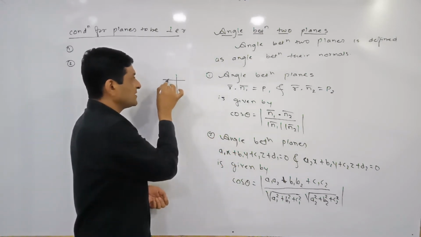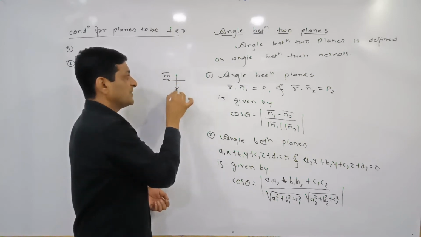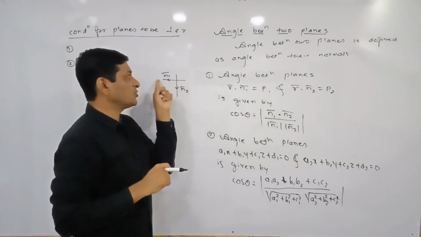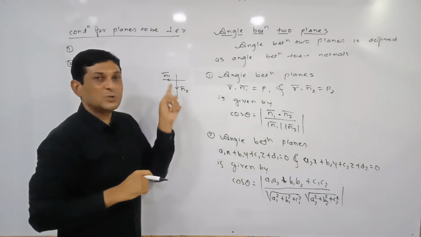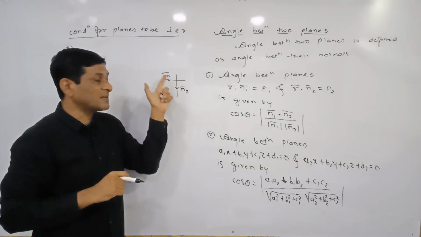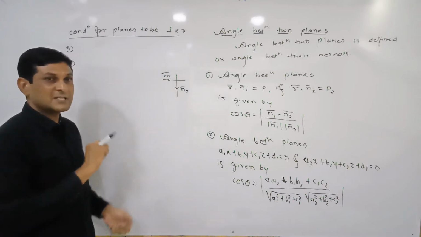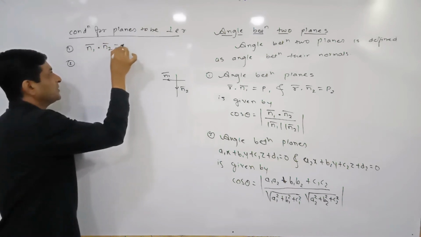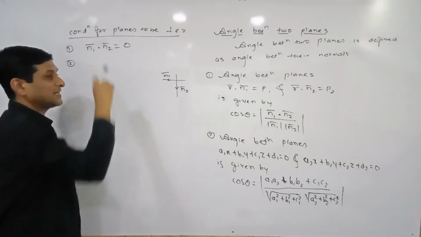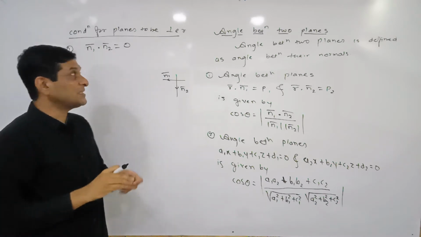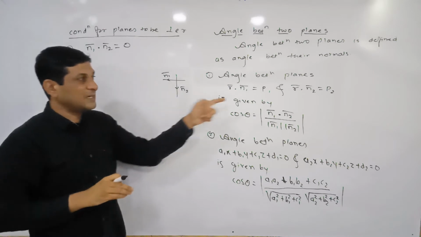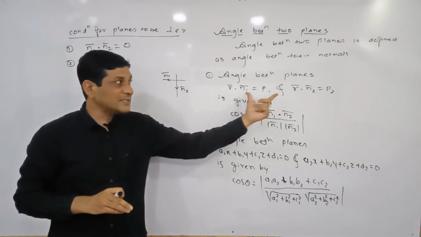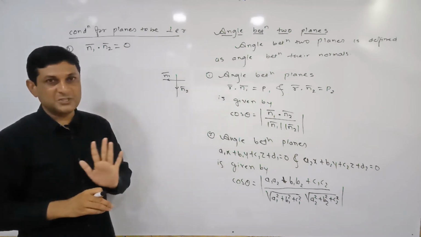If normals are perpendicular, then n1 bar and n2 bar, these two vectors, are also perpendicular, because this is the vector along the normal to the first plane and this is the vector along the normal to the second plane. If planes are perpendicular, these normals are also perpendicular, and so these vectors are also perpendicular. If these vectors are perpendicular, their dot product will be equal to 0, because if two vectors are perpendicular, their dot product is equal to 0. If this condition is satisfied, we can say that these two planes are perpendicular, and if the planes are perpendicular, then this condition is satisfied.